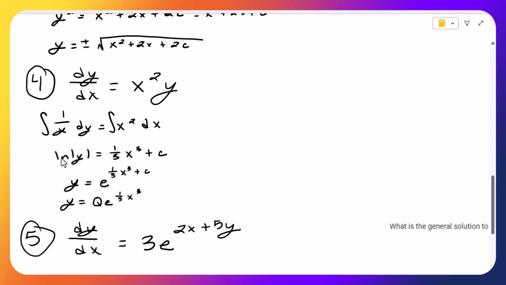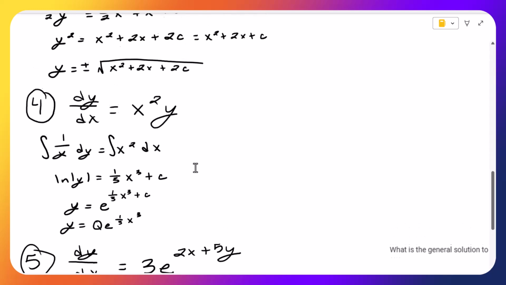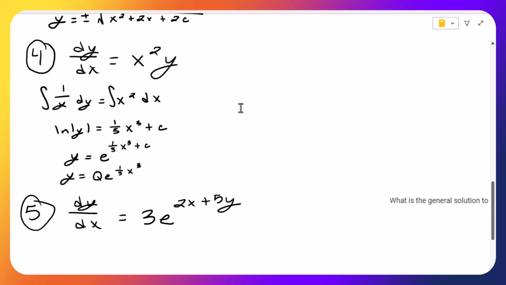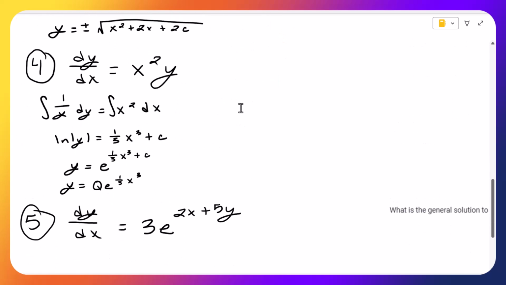How do we get rid of this natural log? Well, we exponentiate. We make these powers of e. So we get, and that natural log and e undo each other, and we're left with e to the 1/3 x cubed plus c. And then I went ahead and I did what we did before, where I just took this and split it out into the q being a constant of e to the c in the front.